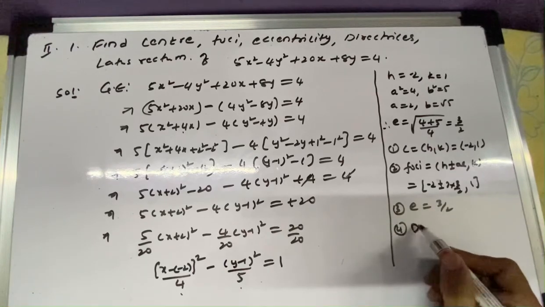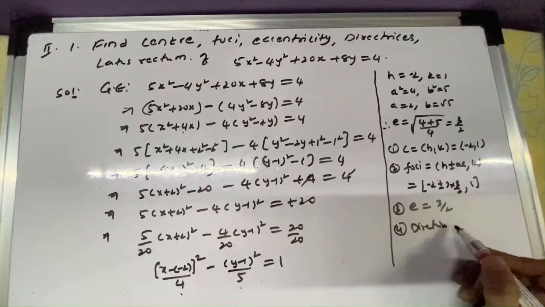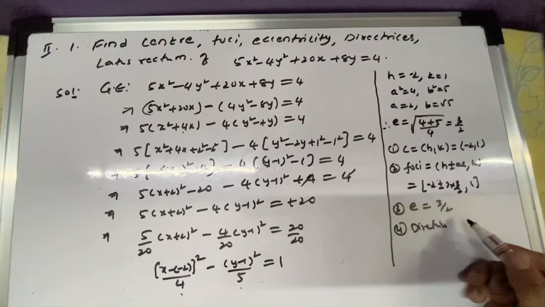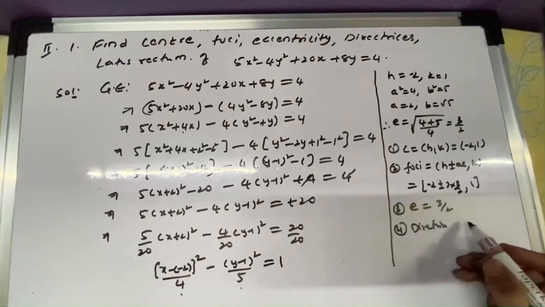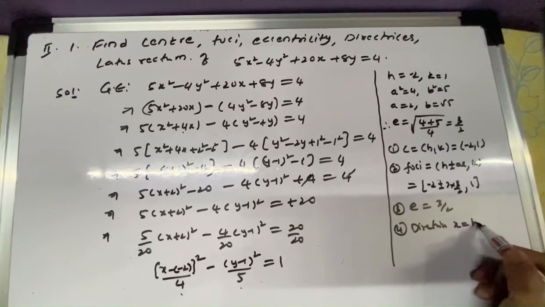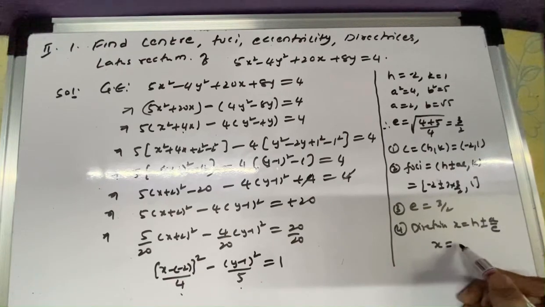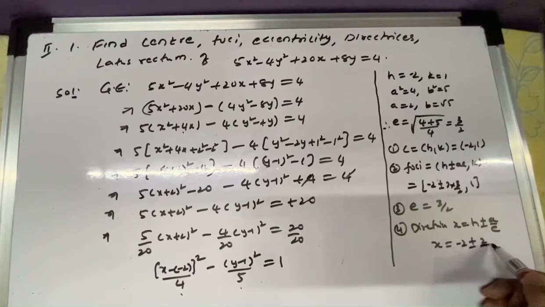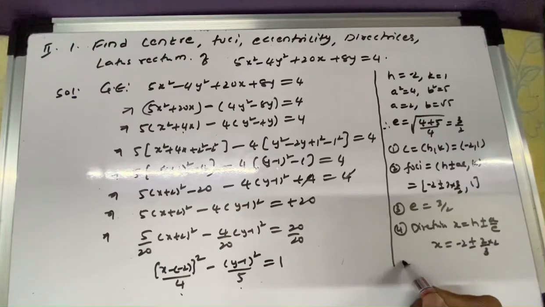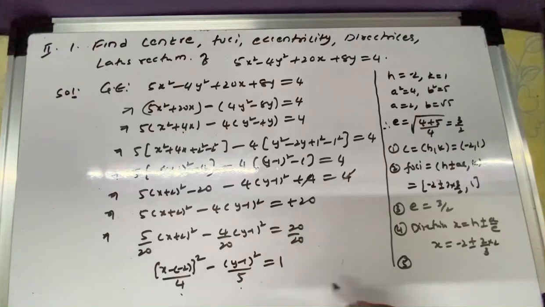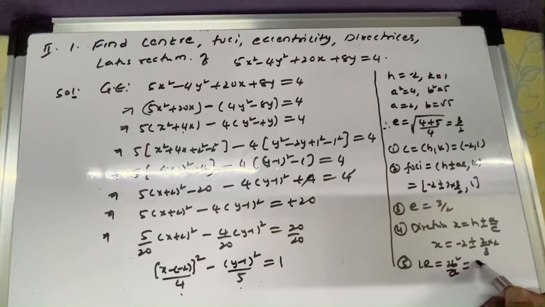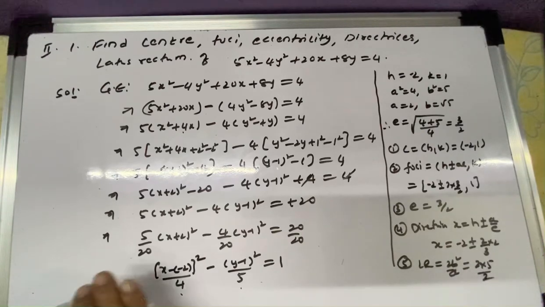Fourth one, directrices. Directrices is x equals to h plus or minus a by e. x equals to h is minus 2 plus or minus a by e, 2 by 3 by 2. Then fifth one, latus rectum, 2b square by a. 2 into b square is 5 by a is 2. In this way you have to do this.